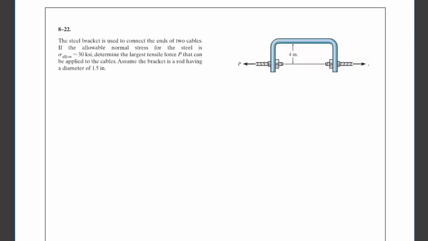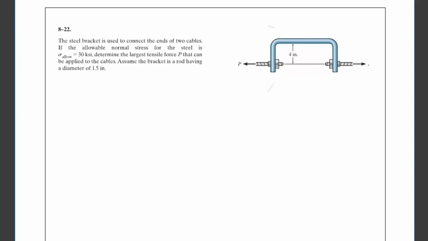All right, so we're moving on to the next problem, which is 8-22. Here, a steel bracket is used to connect two ends of two cables. If the allowable normal stress of steel is 30 ksi, determine the largest tensile force P that can be applied to the cables. Assume that the bracket is a rod having a diameter of 1.5 inches. Okay, so here you have, again, a combined axial and bending.